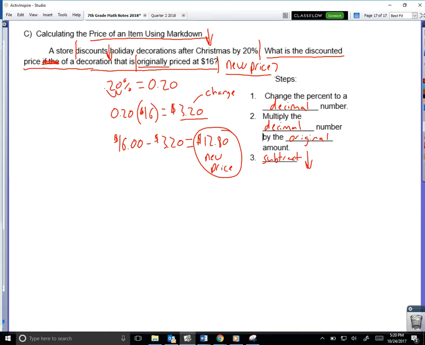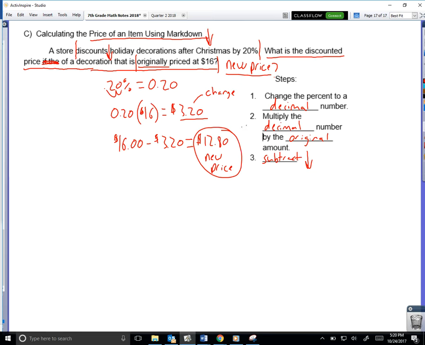Which kind of makes sense, because that's why people like to buy stuff after Christmas, because things go on sale. The stores are trying to get rid of that stuff so they can make room for the next holiday or whatever it is that they're going to be selling. So it was $16, now it's priced at $12.80. You better go get some of those Christmas decorations before they sell out, because that's a nice deal.